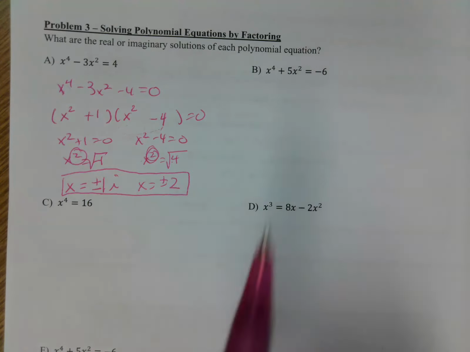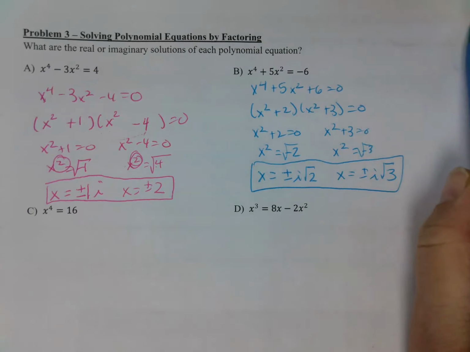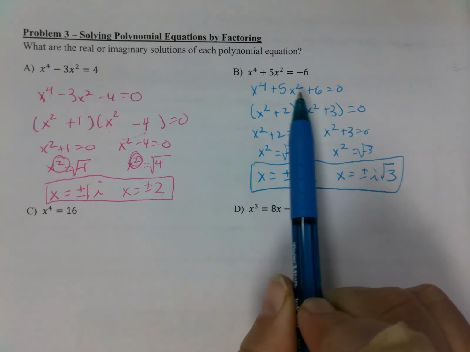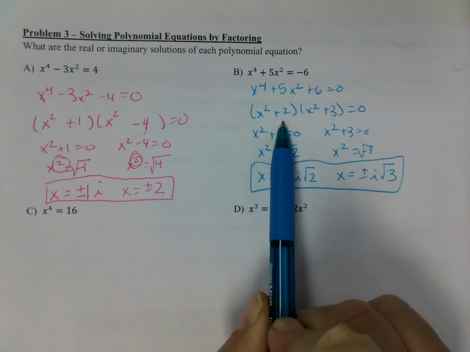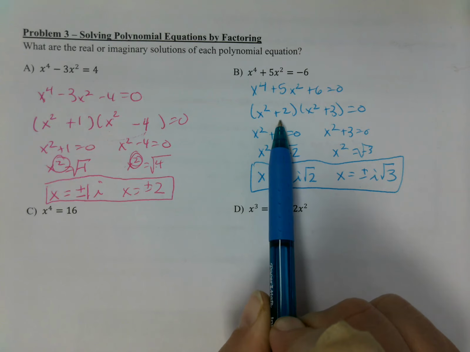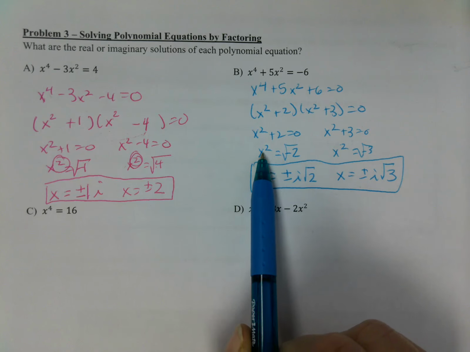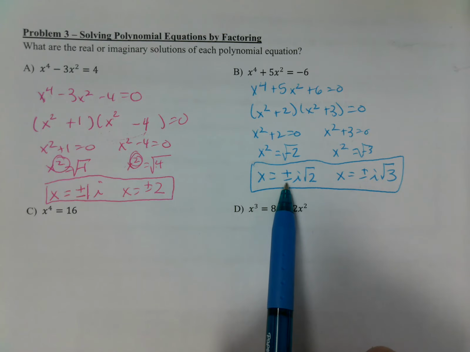I want you to try to do B now by yourself. So here I can factor 2 numbers that multiply to get 6 and add to get 5. Both of them have to be positive because they have to multiply to get a positive. So I have x squared plus 2, x squared plus 3. Set them both equal to 0. Again, 2 answers here. That's where that positive negative comes from.